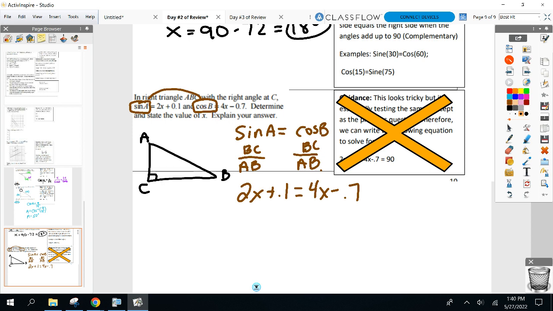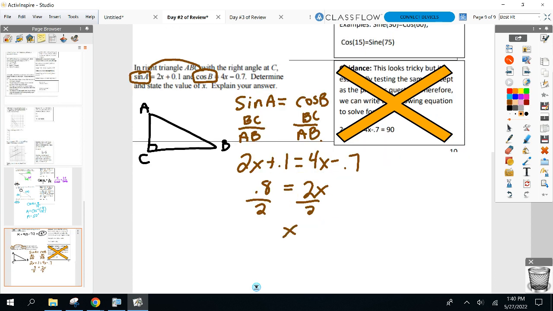They don't add up to 90. So 2x equals 0.8. Divide by 2, divide by 2. What do we get for the value of x?